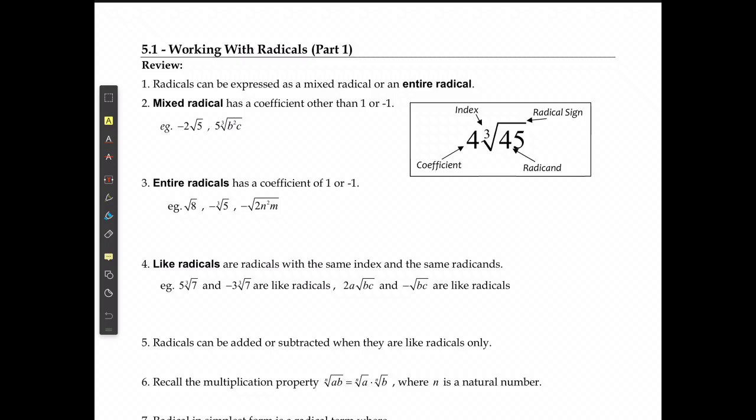Okay, everyone, let's take a look at 5.1, working with radicals. So this is really going to be a review and a preview of what we're going to be dealing with for the next unit. When we talk about radicals, radicals can be expressed as a mixed or an entire radical. When we're talking about a mixed radical, it just means that it's got a coefficient that is not 1 or -1. If I have an entire radical, it has a coefficient that is 1 or -1.